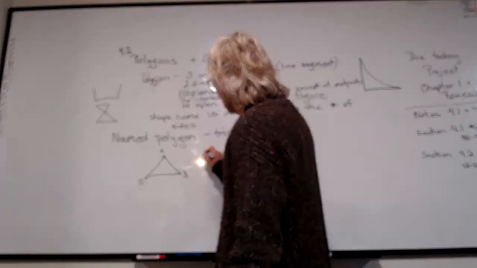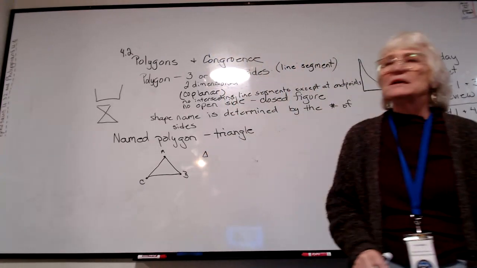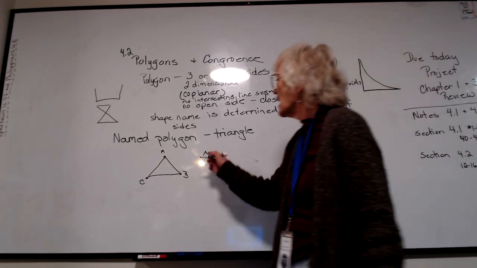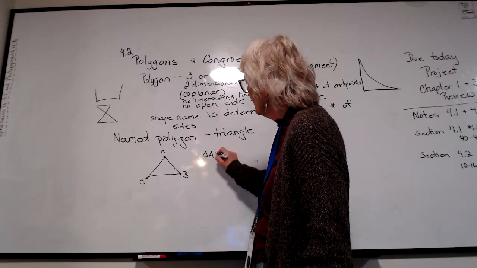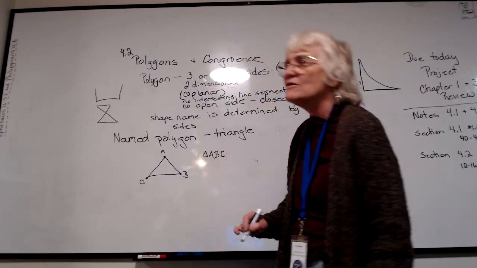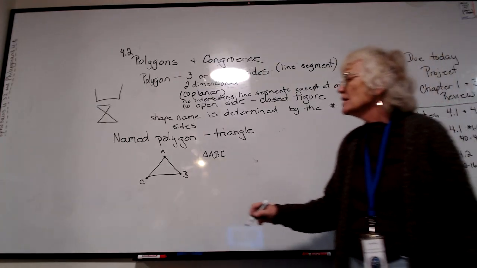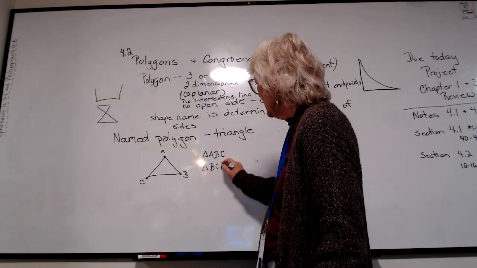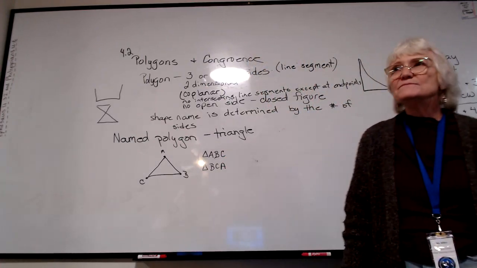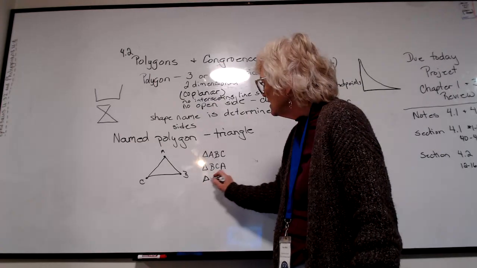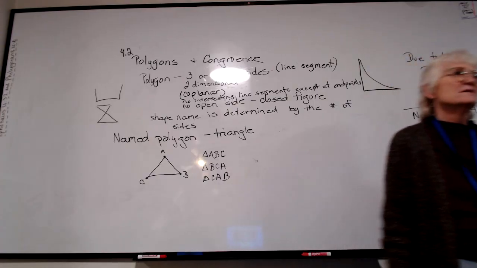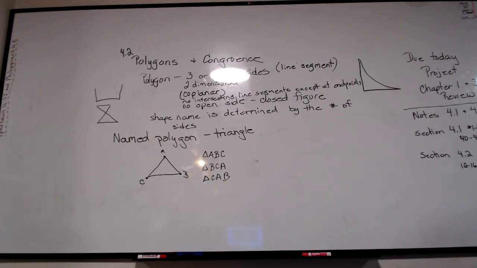So you name it with a little triangle sign. That means it's a triangle, means it's a polygon. And then you put, and I usually start with A because it's alphabetical, but you do not have to do it alphabetical. That's a triangle there. I could also name it BCA, very similar. Or I could name it CAB. I wanted to call it cab. Okay. So all three of those are naming that same polygon.